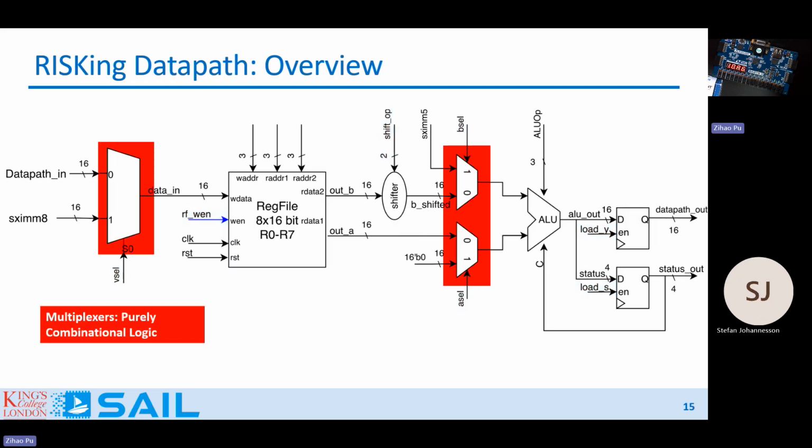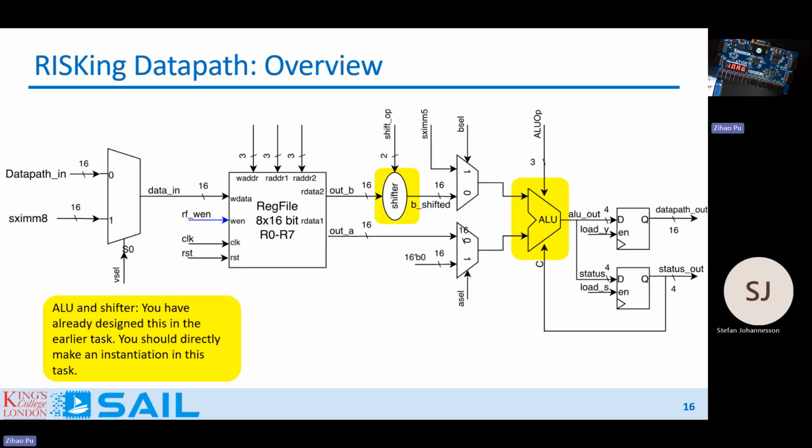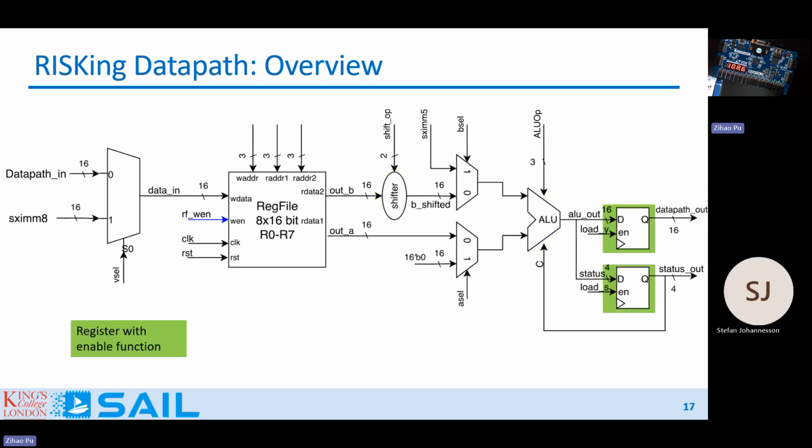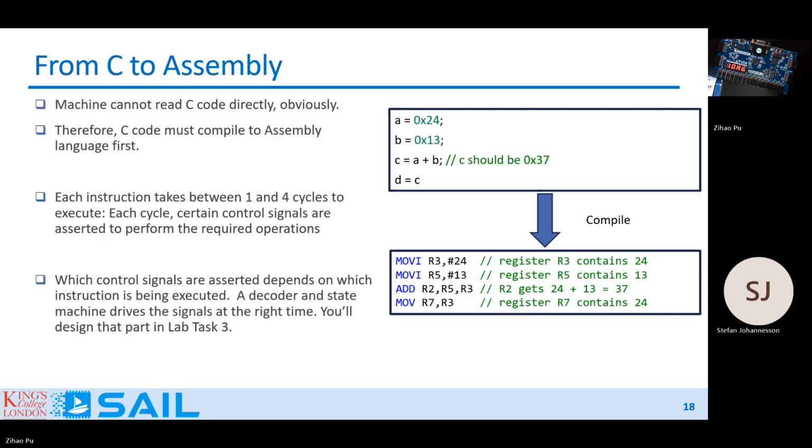Here are the multiplexers. Multiplexers are purely combinational logic, as we mentioned, because it's just a switch to switch between the two signals. And these are the ALU and the shifter you have already designed in the earlier task. You should directly make an instantiation in this task. And these are the registers with enable function, because load Y and load S are basically enable functions to tell the register to take the signal from the ALU.